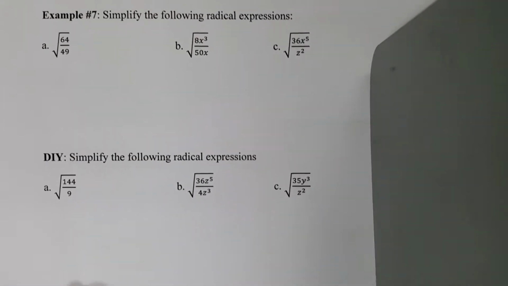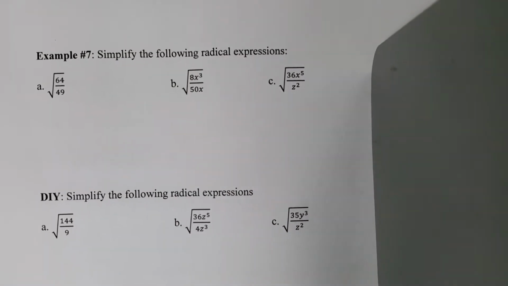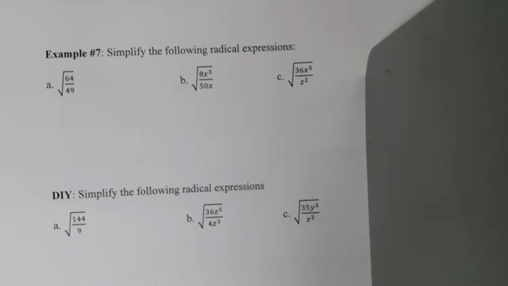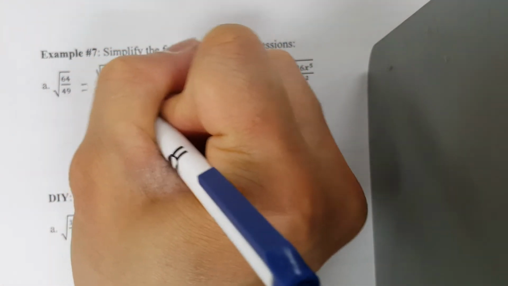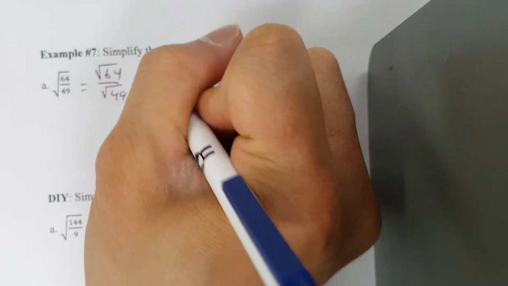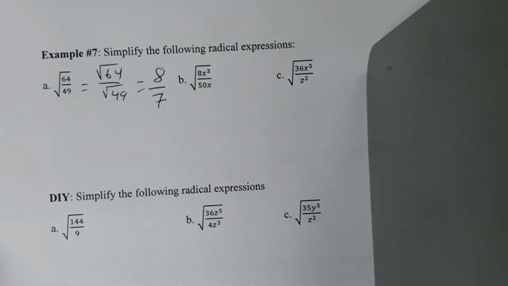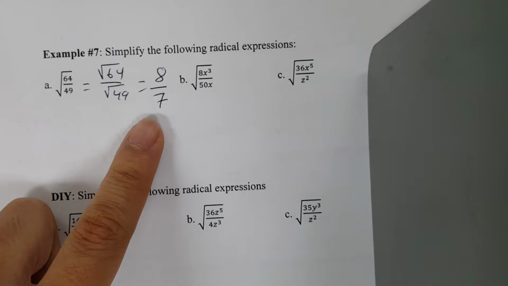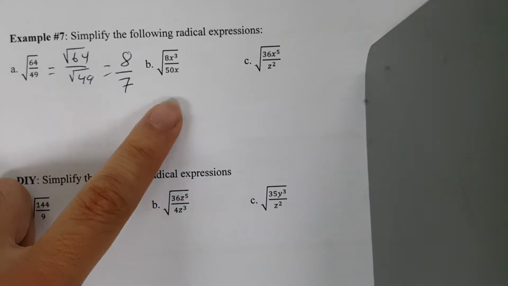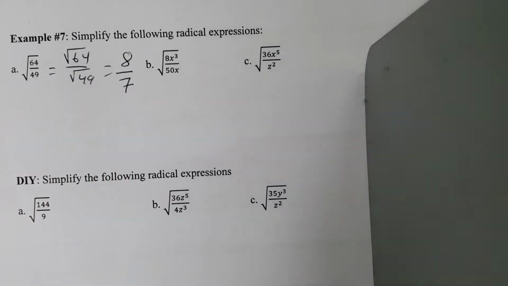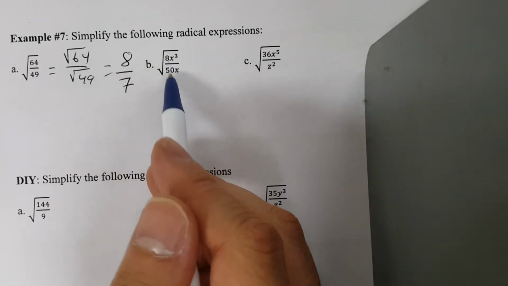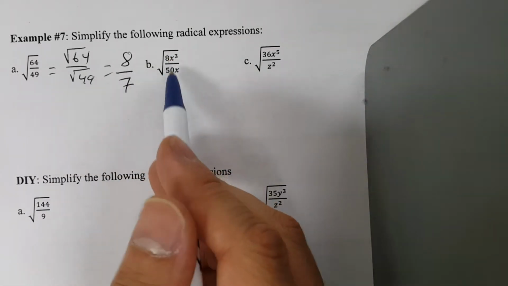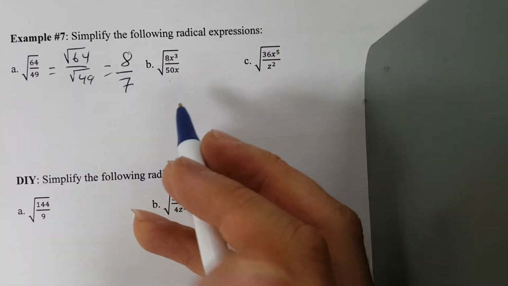Go to the back. If I want to simplify the square root of 64 over the square root of 49, this is just square root of 64 over square root of 49, and that's just 8 over 7. That's what you've already known how to do. Now look at letter B. I have this and I was like, oh, can I actually do anything with this? Well, see if you can simplify 8 over 50 first. I know 2 can go into both.